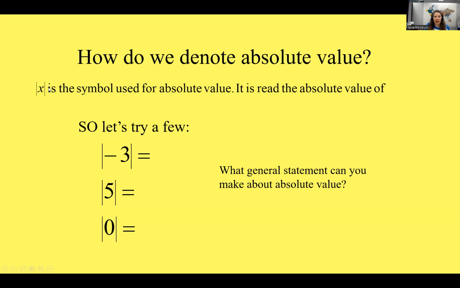So, like I was just writing, we use those two vertical lines to show absolute value. So this is the symbol used for the absolute value. It is read "the absolute value of." So let's try a few.